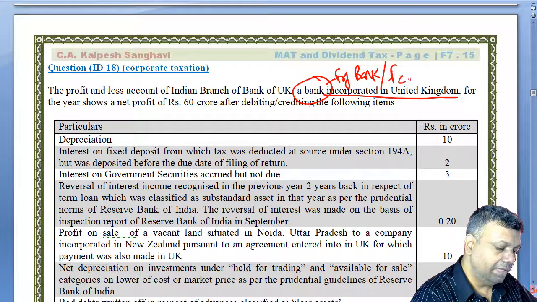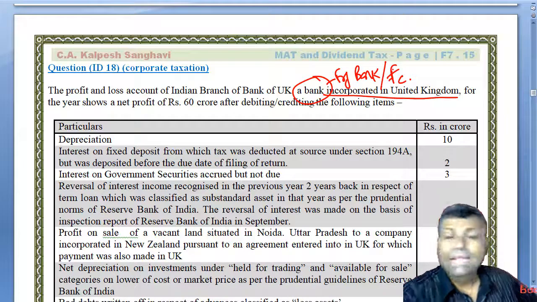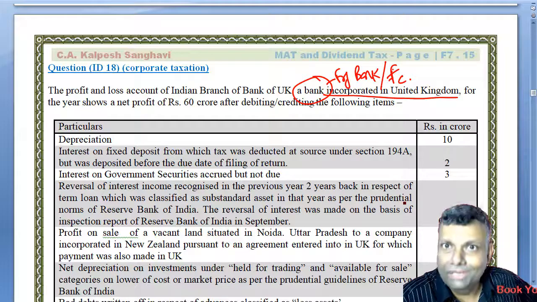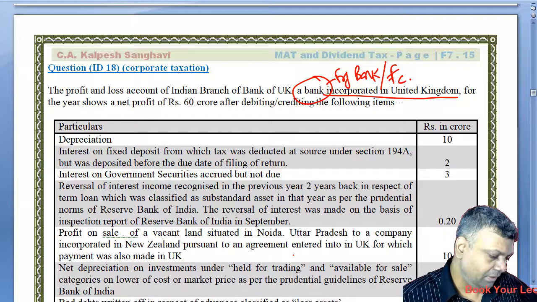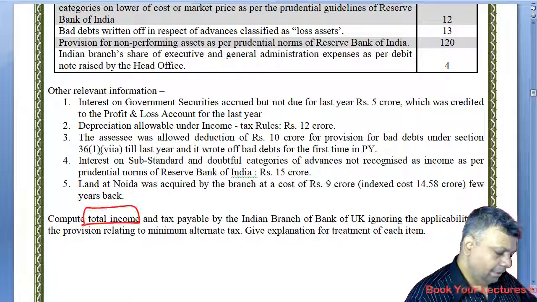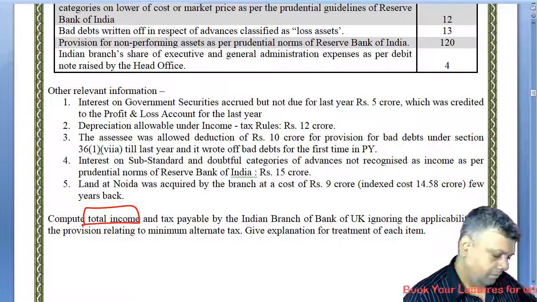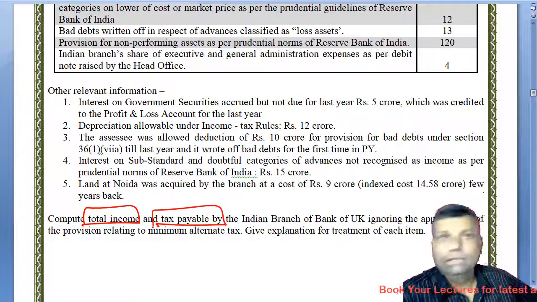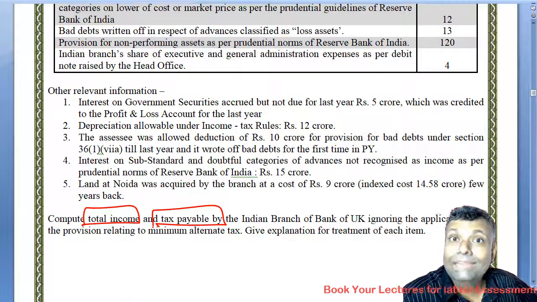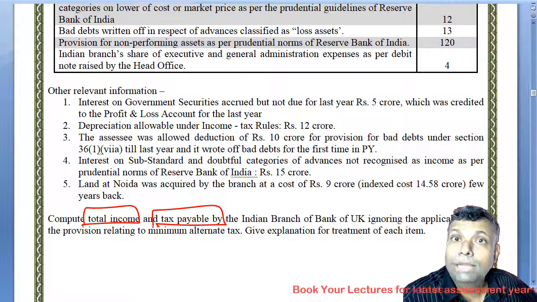That means it is a foreign company. And therefore, the tax rates applicable will be with respect to a foreign company. All basic things should be kept in mind. Okay. So if you see here, the bottom line of the question: compute the total income. So you have to compute the total income and the tax payable by it.